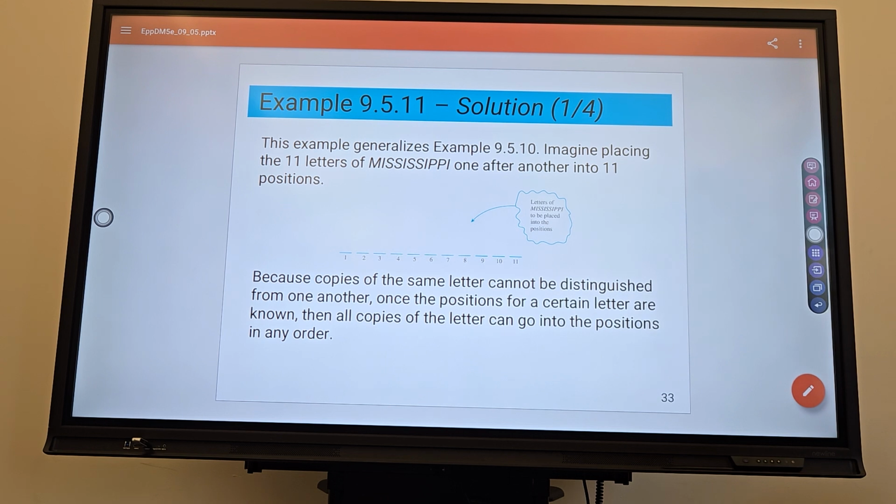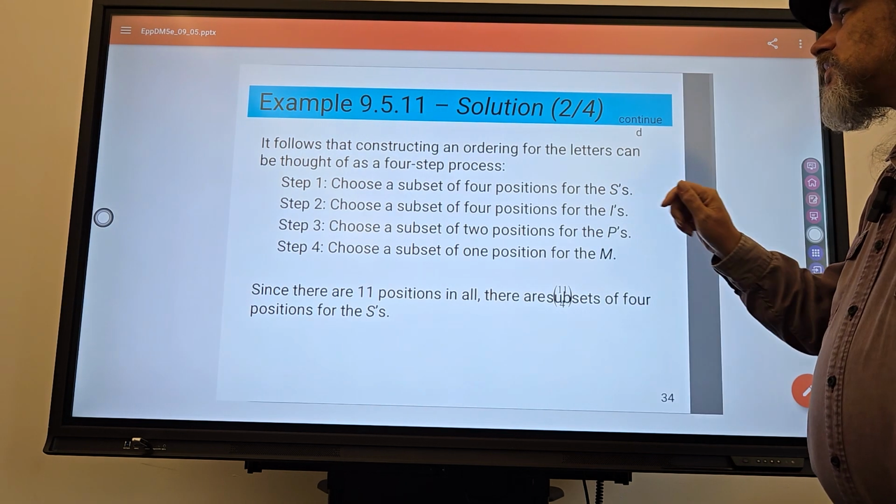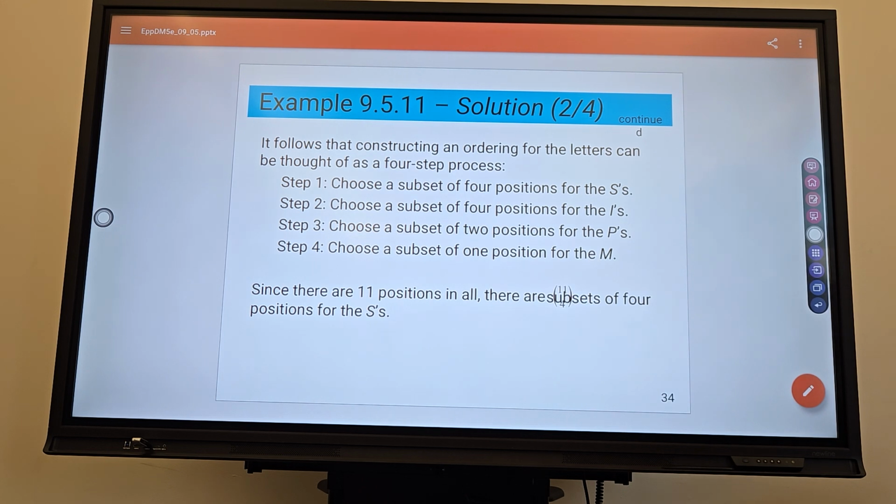Because copies of the same letter cannot be distinguished from one another, once the positions for a certain letter are known, then all the copies of that letter can go into the positions in any order. It follows that constructing an ordering for the letters can be thought of as a 4-step process.